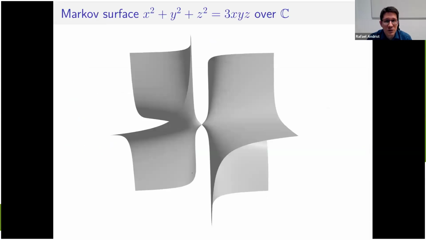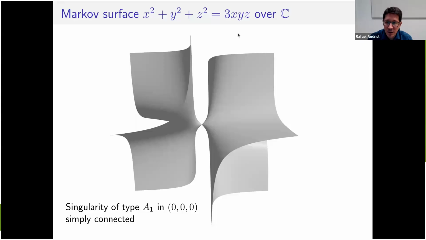So we can consider this surface over the complex numbers. And here I drew a real picture of it. What you can more or less guess from the picture is there's a singularity of type A1 in the origin. Of course, you can also get it directly from the defining equation.